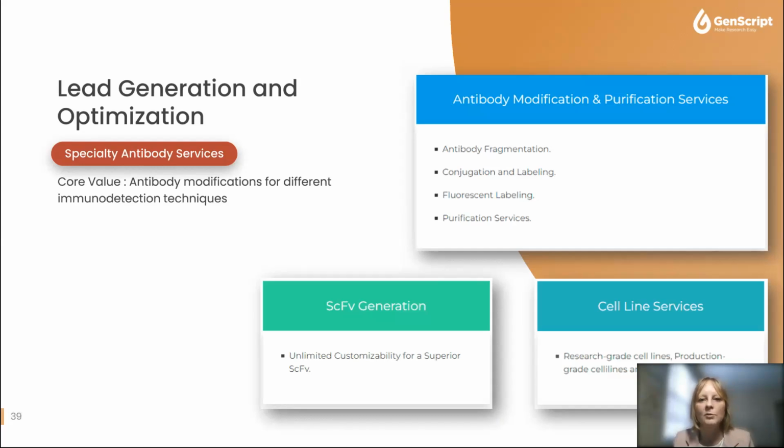And then to note, for any kind of specialty antibody services, we definitely have offerings in those categories as well, whether it's modification like conjugation and labeling, fluorescent labeling, we can definitely help out in that area as well.